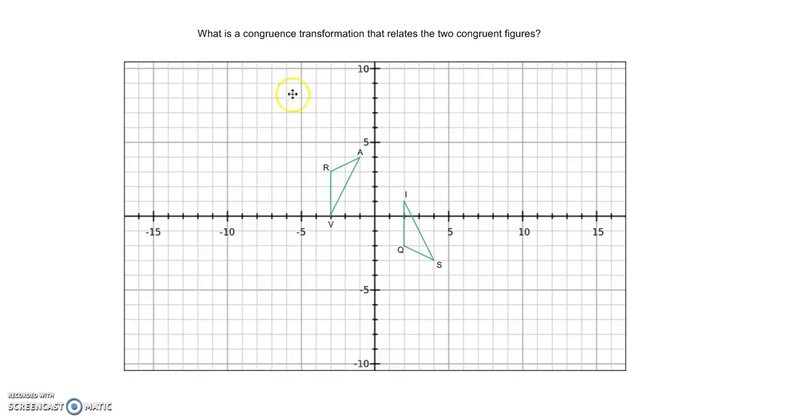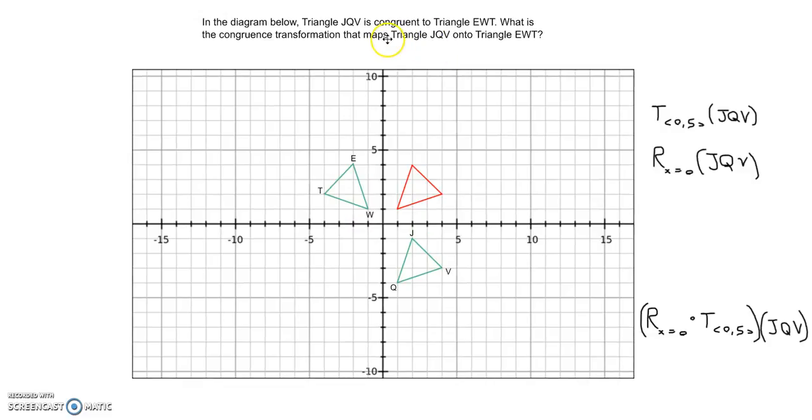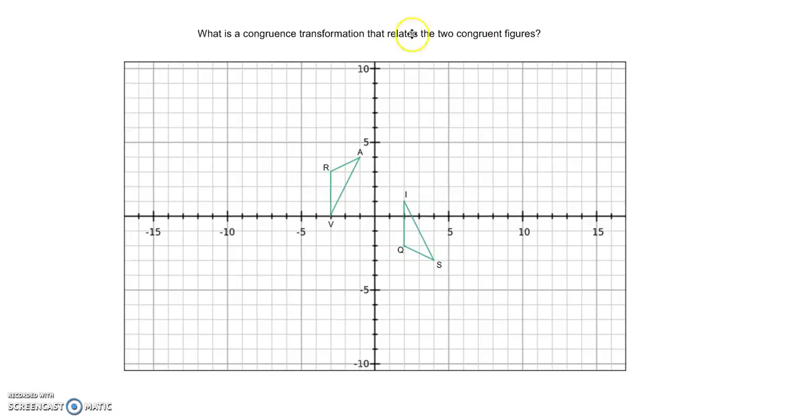So now let's look at a different one. We'll do one more example of this. Again, we want to know the congruence transformation that relates the 2 congruent figures. Now this one didn't tell us, like the one before, that we were going to move JQV onto EWT. So here you can choose which one you want to transform onto the other one. Again, we have these 2 triangles, RAV and IQS, and you can definitely tell that they're congruent. They tell you they're congruent, and you can pretty immediately see that point I corresponds to point V, Q to R, and S to A.